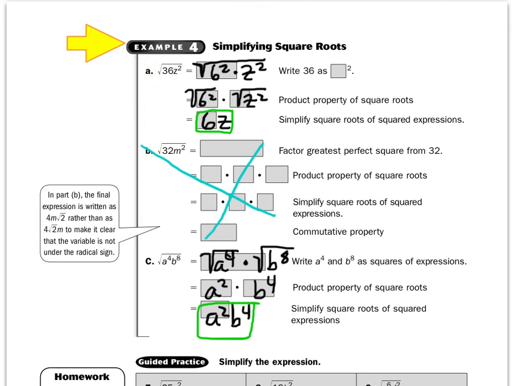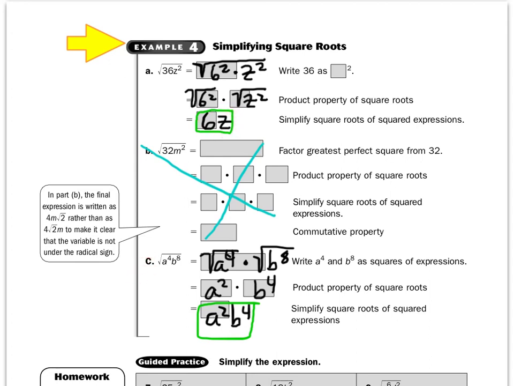Okay, so take a look at example A, the square root of 36z to the 2nd power. Well, the first thing I want you to do is write 36 as a square, which is just 6 to the 2nd power times z to the 2nd power. And then the square root morphs around each one. So rewrite it as the square root of 6 to the second power times the square root of z to the second power. And then remember, the square root chops the power in half. So that becomes 6 to the first power times z to the first power. And the power of 1 is invisible, so it's just 6z.